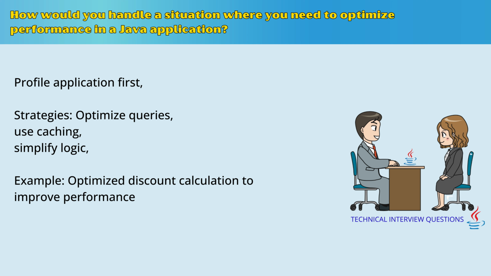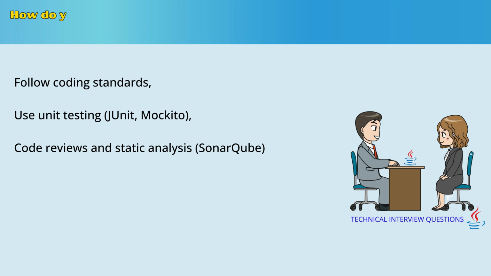In one project, we noticed that the application was slowing down during peak hours. Upon profiling, we discovered that the main bottleneck was in the method responsible for calculating discounts, which was being called frequently and involved complex logic. I optimized this method by simplifying the logic and caching the results of expensive calculations, reducing the load on the CPU and improving response times. Profiling and targeted optimization are indeed key to performance improvements.